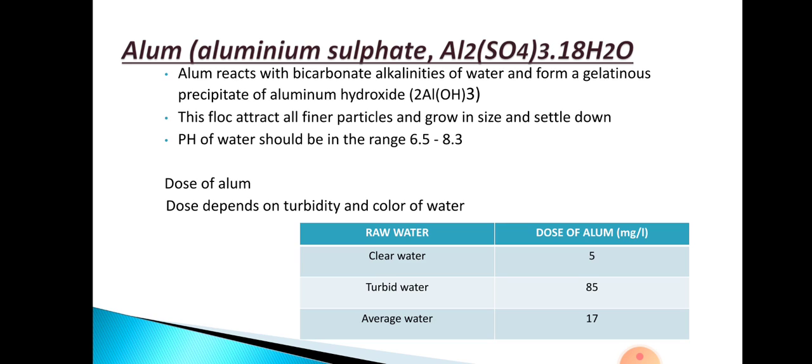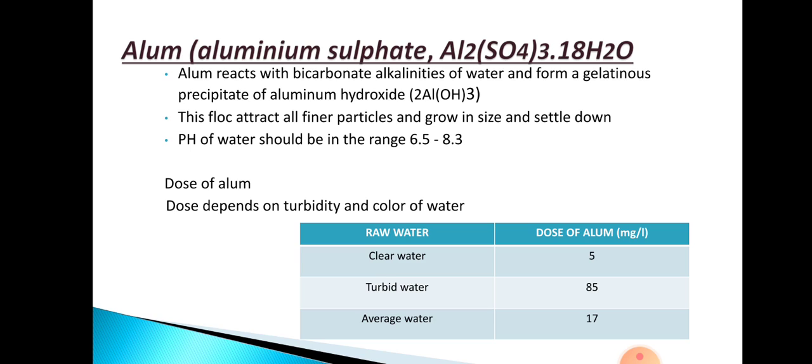When we add alum to water, alum will react with the bicarbonate alkalinity of the water, and it will form a gelatinous precipitate of aluminium hydroxide. So this is the floc. The floc is in the form of aluminium hydroxide, and this floc will attract the finer particles and start growing in size. Once the size increases, what happens? Due to the weight of the floc, it will settle to the bottom of the tank. Later on, it can be removed.